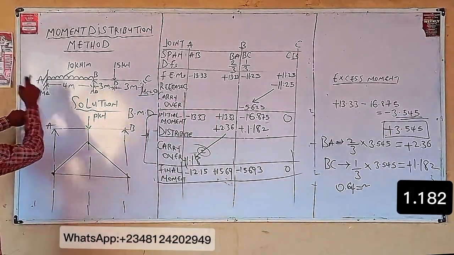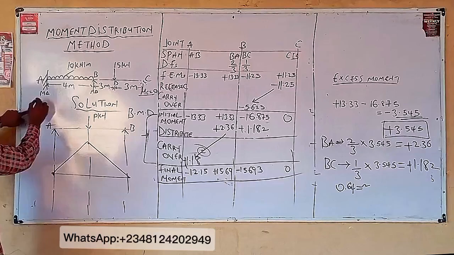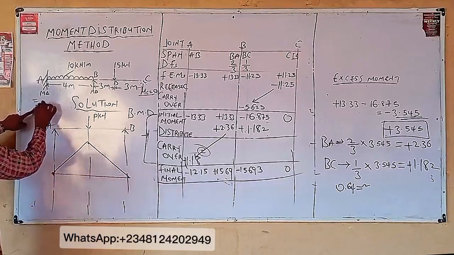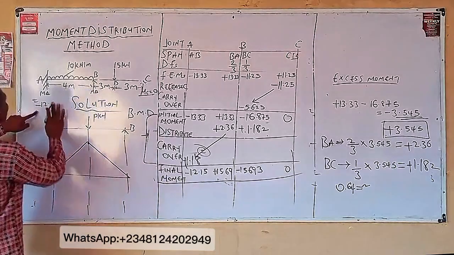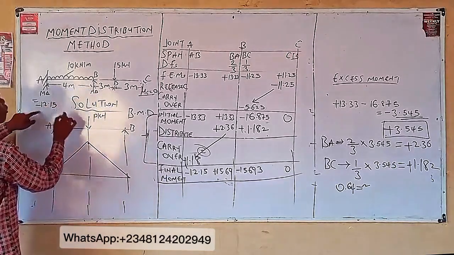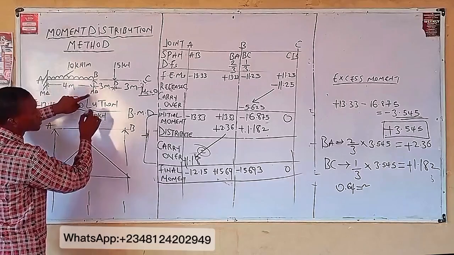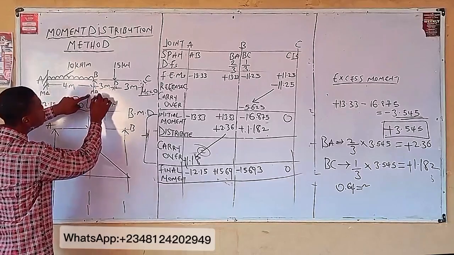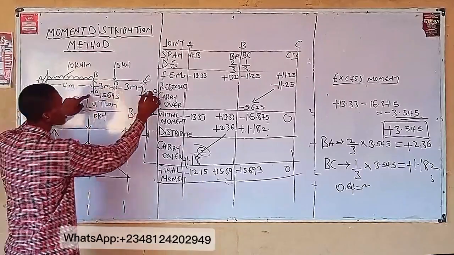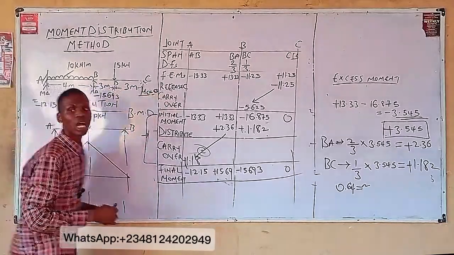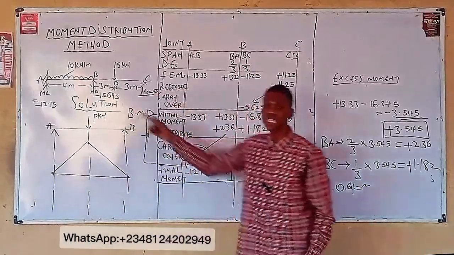Now substitute. What's the moment at point A from our table? Minus 12.5. What's the value? Minus 12.15. What's the value at point B? It will be negative 15.693. Then for C, it is what? 0. Now, do you know why it is negative? Do you know why I choose negative?